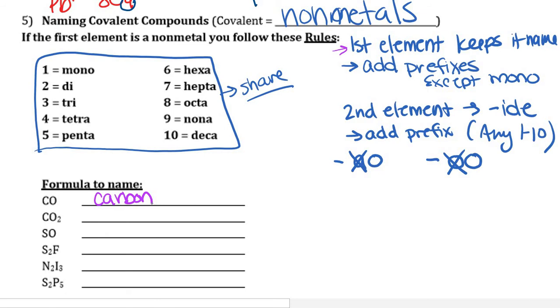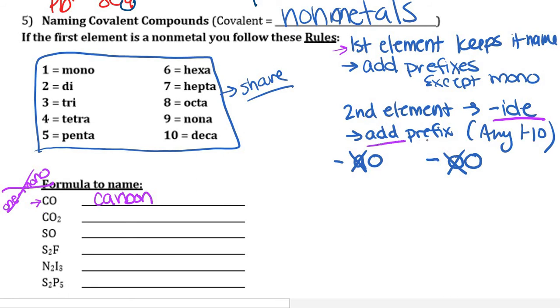All right, so that's the first rule. The next rule says we can add prefixes except for mono. So if we look, there is one carbon, and the prefix for one is mono, which means we do not put mono on. We're not putting a prefix on carbon. Okay, the second element, we are going to change the ending to IDE. So we have oxygen. We already know that changes to oxide.